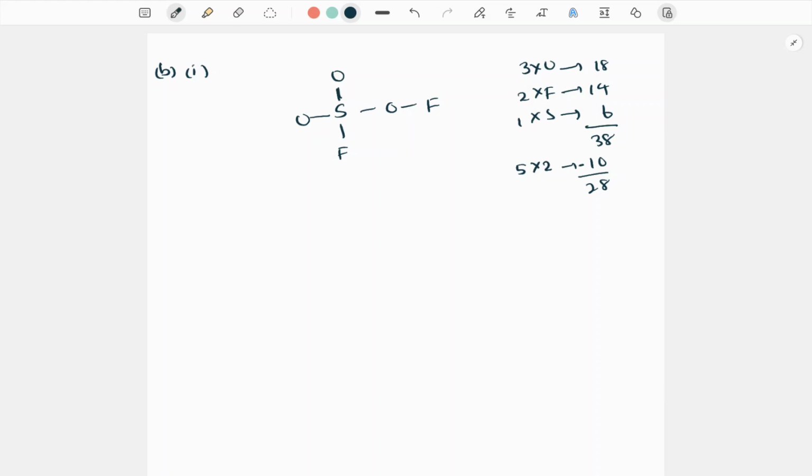How is this 28 distributed? Starting from the highest electronegative one to the lowest electronegative one.